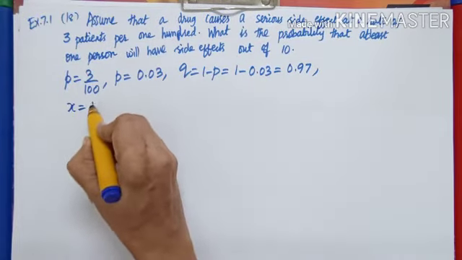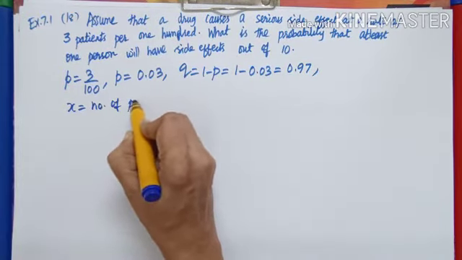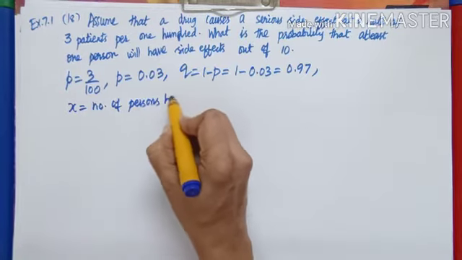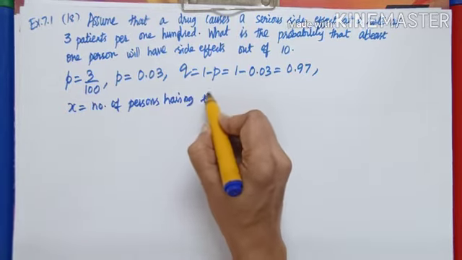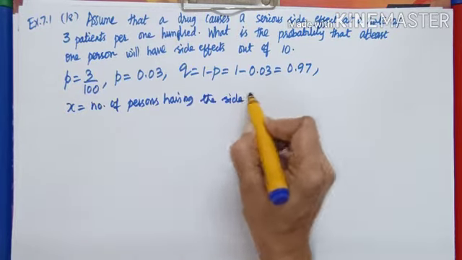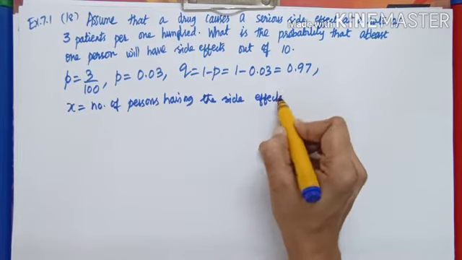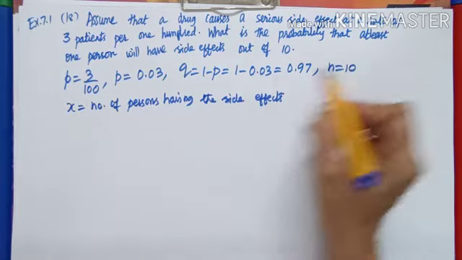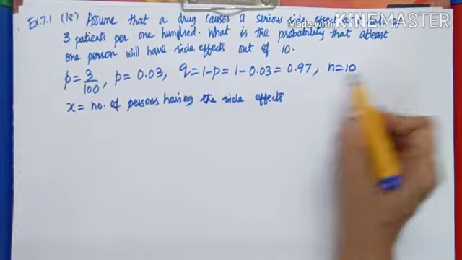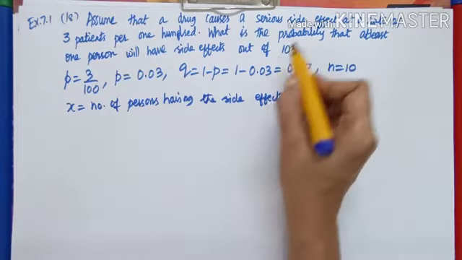What is the probability that at least one person will have side effects? So, X is equal to number of persons having the side effects. Out of how many given? 10. That tells me n is equal to 10. So, we have written n, p, q. X is the number of persons having side effects.